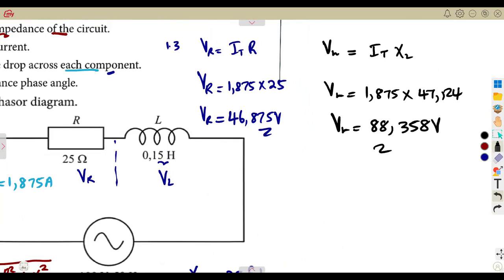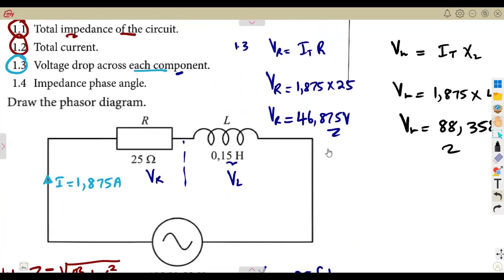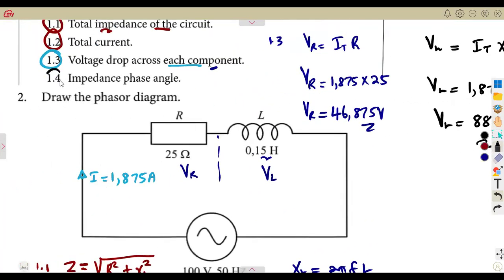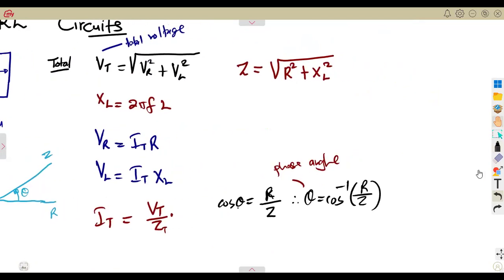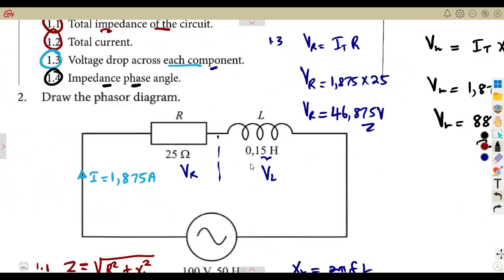So we have the voltages now. Then from there, we need the impedance phase angle. The impedance phase angle, that is the phase angle. Remember, we said we're going to take this from what? Impedance. That is arccos of R over Z, with the resistance and the total impedance. That's why it's even called the impedance phase angle.